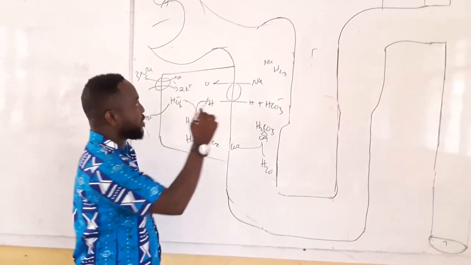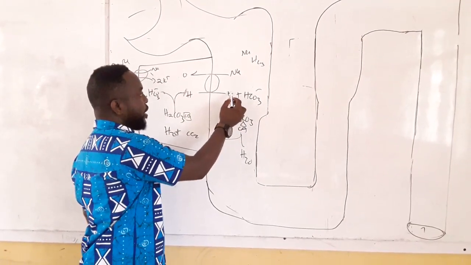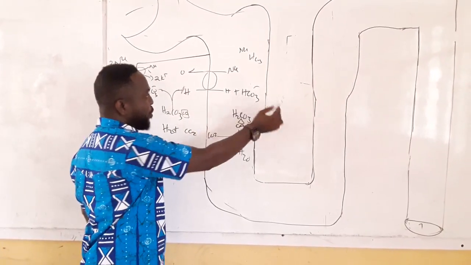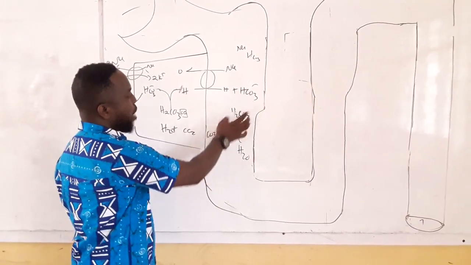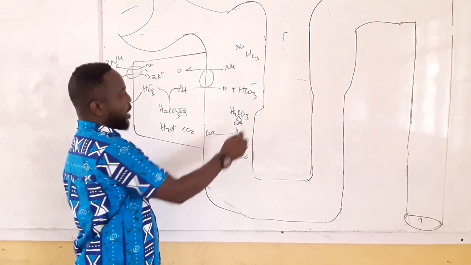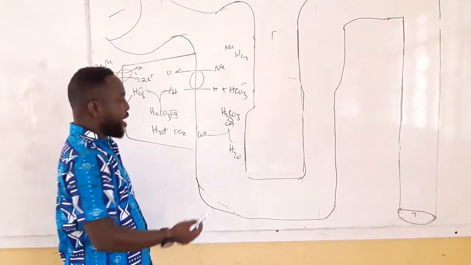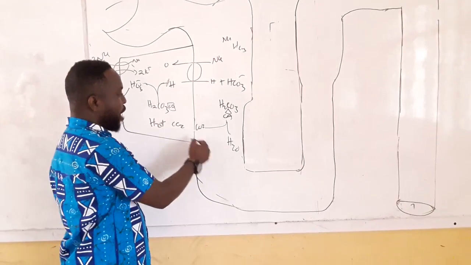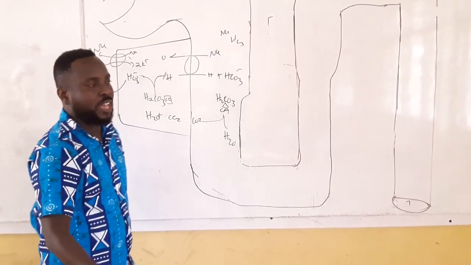But as I was discussing, when sodium is exchanged for hydrogen, the hydrogen ions will combine with the bicarbonate to form what we call carbonic acid. And when you have the carbonic acid, then an enzyme we call the carbonic anhydrase enzyme will split this reaction into carbon dioxide and water. The water will remain in the nephron and we pass it out as urine.